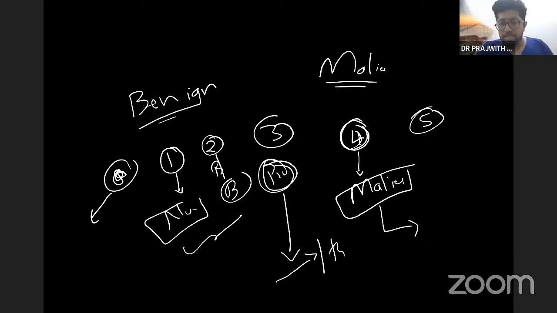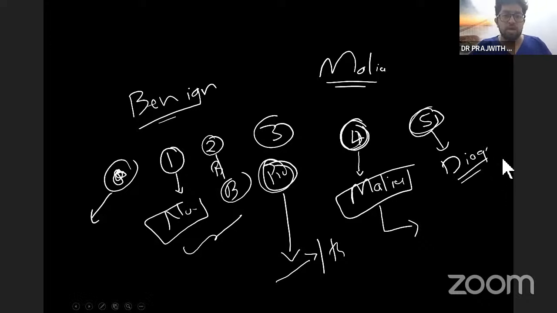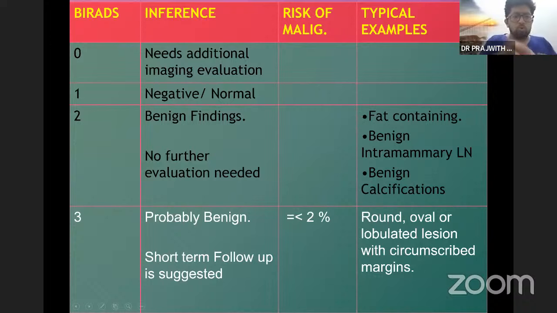That's when we call it a 0. But when I say 5, it is already a diagnosed lesion, diagnosed as malignancy. Now, the next thing is one. So, as I told, whenever it is 0, it needs additional imaging evaluation. My study is not yet complete.